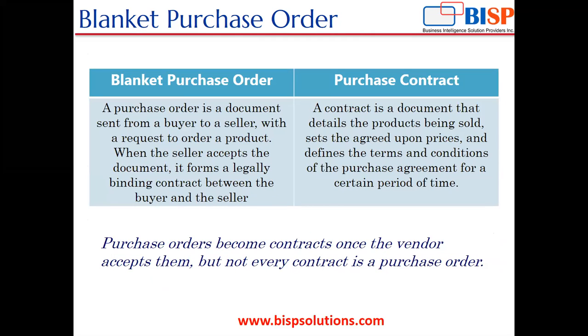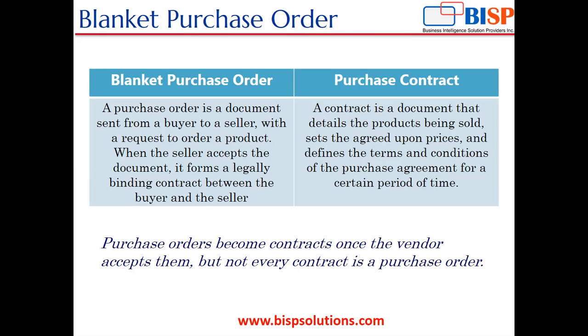Moving on, most of the people are confused between a purchase contract and a blanket purchase order. A blanket purchase order is just a purchase order document that any buyer sends to the seller requesting certain inventory items or products. Now, when the seller accepts this document, then it becomes a legally binding contract on both the buyer and the seller.